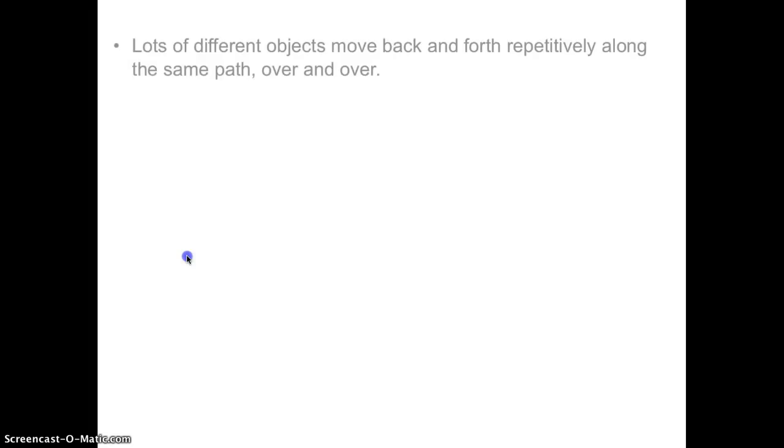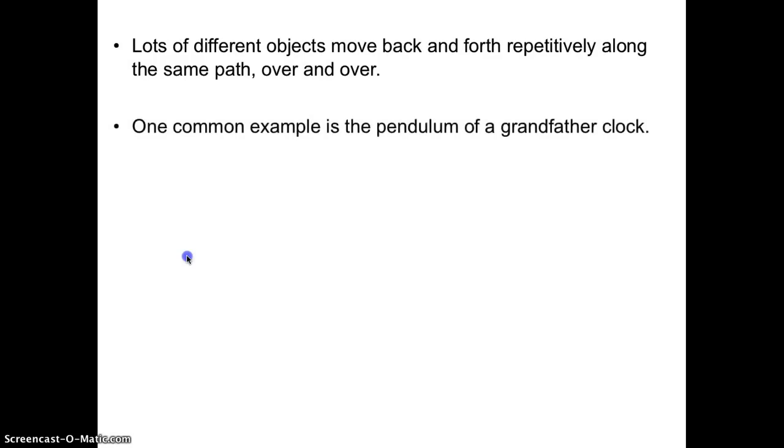This is a continuation of our notes on simple harmonic motion and waves. We know that lots of objects in our world move back and forth repetitively along the same path over and over and over. And a common example is the pendulum of a grandfather clock.